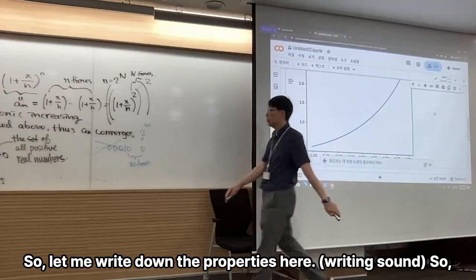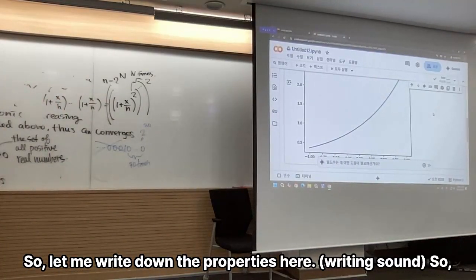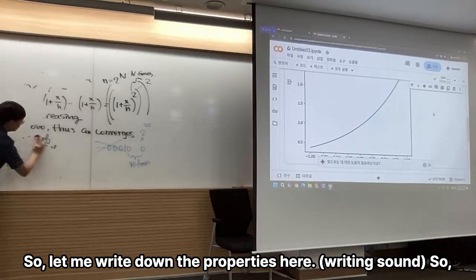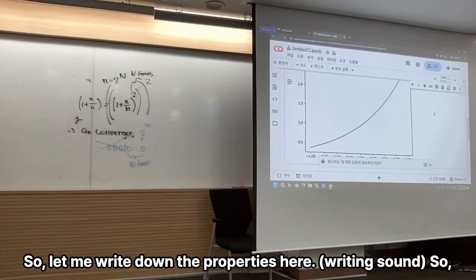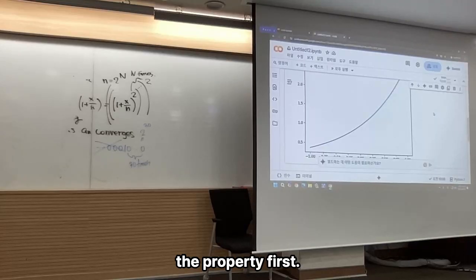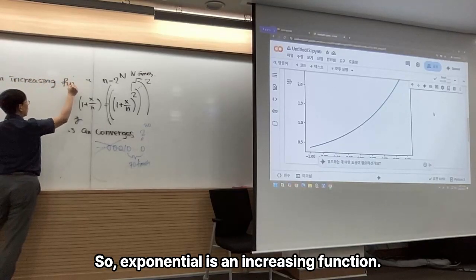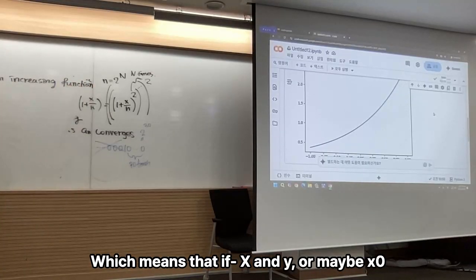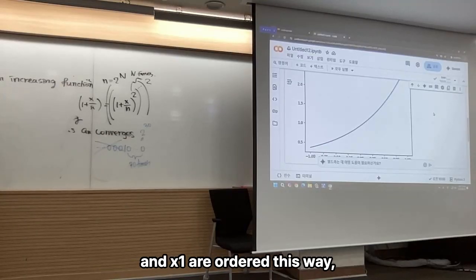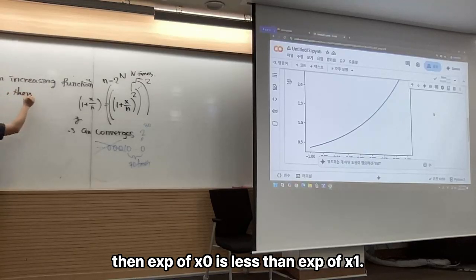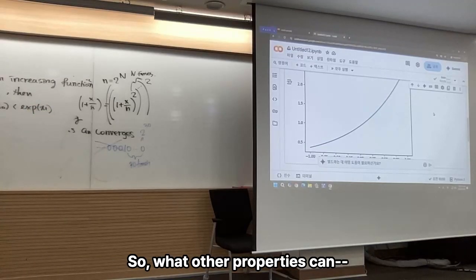So let me write down the properties here. The first property: exponential is an increasing function, which means that if x0 and x1 are ordered this way, then exp of x0 is less than exp of x1. So what other properties do you have?